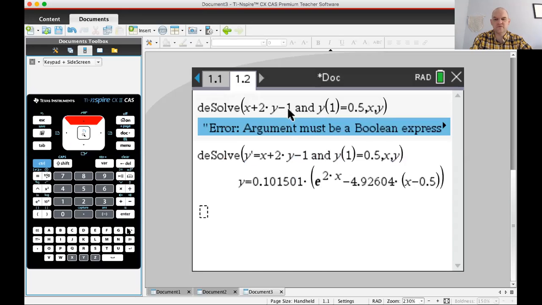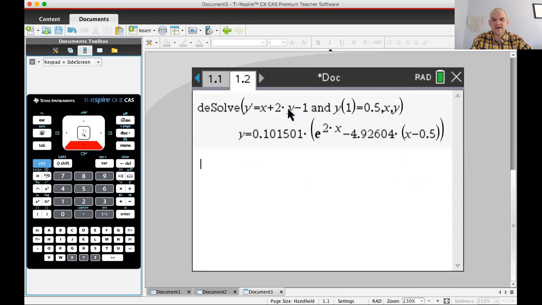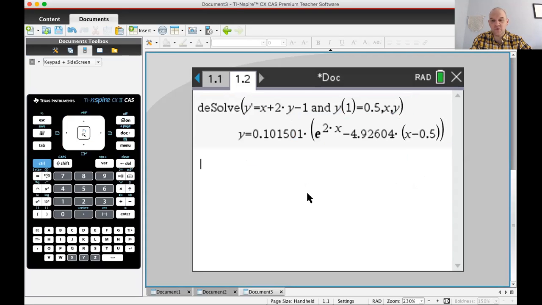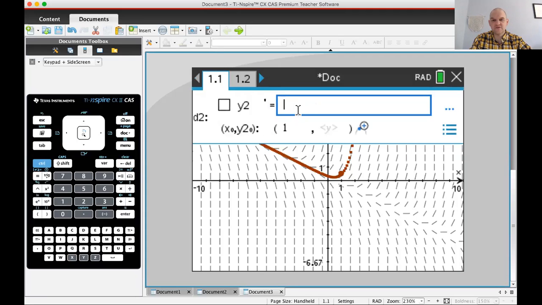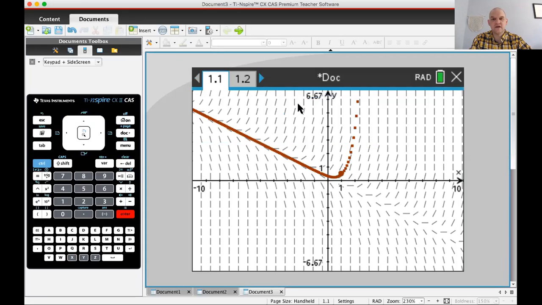Okay, so it's x plus 2y minus 1. It's really important that I get that right. I'm not sure I did. I'm going to store this function as f1. So I'm storing the function. And I'm going to go back over here. And let me just make sure it was x plus 2y minus 1. So I think that's right.